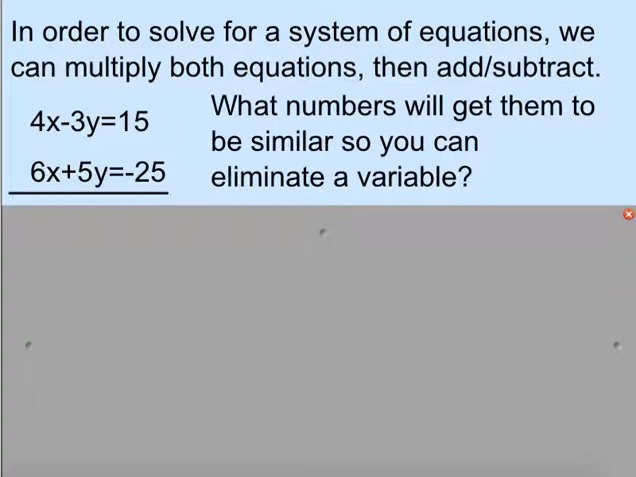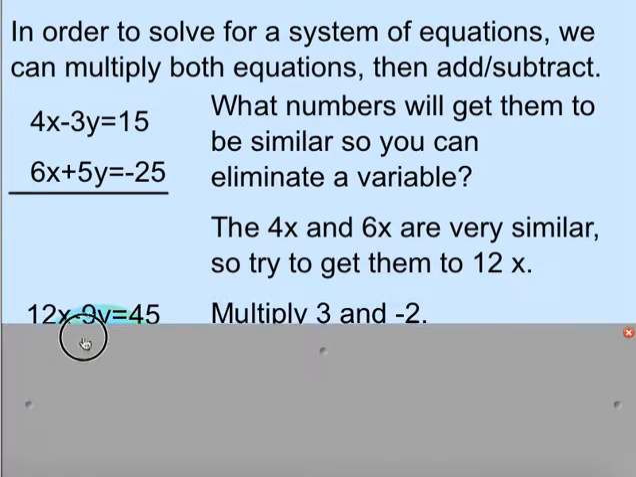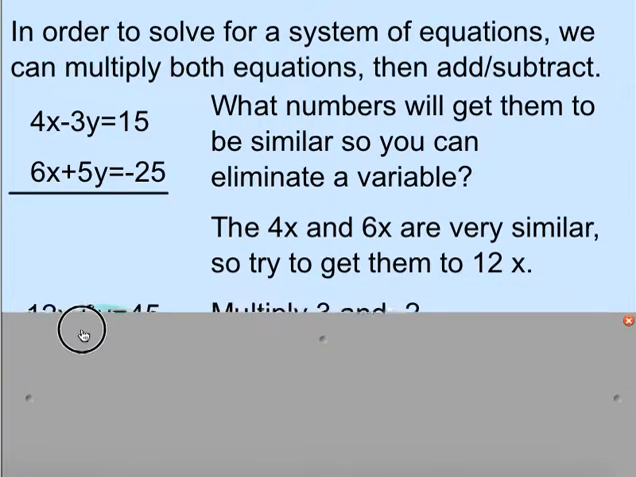So just like that one, we're going to do the same type of thing for this one. 4x minus 3y is equal to 15, and 6x plus 5y is equal to negative 25. When I look at these, I have a lot of options. I could find a common multiple of 15 for the negative 3 and the 5, or I could find a common multiple of 12 with the 4 and 6. Either one of those options is going to make me multiply both of the equations by a number. Okay, so maybe we use the 4x and the 6x.